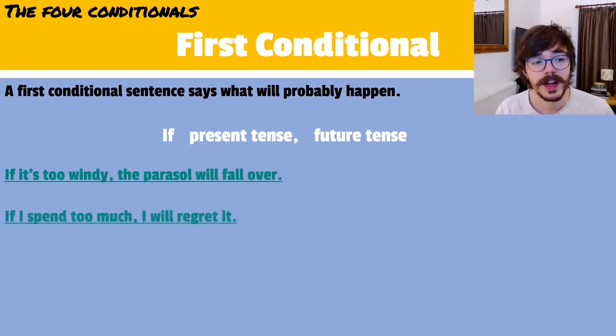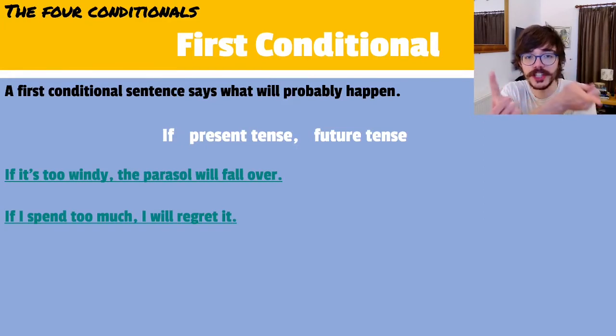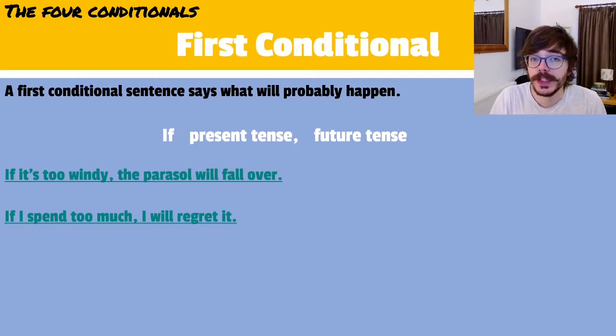Second example, if I spend too much, I will regret it. Again, we can switch any of these, so I will regret it if I spend too much. Now again, we're using the first conditional here because it's a specific situation. We're talking about this one time.